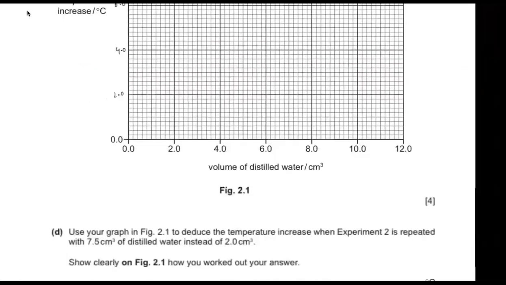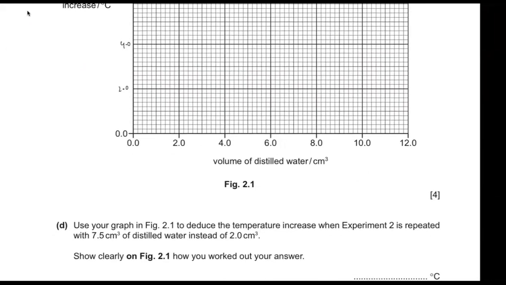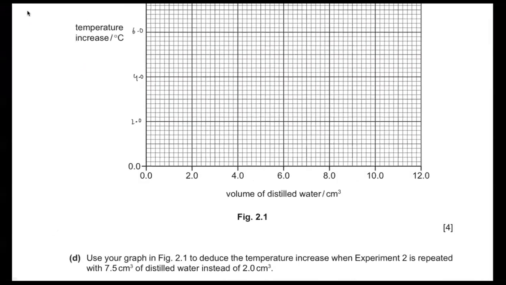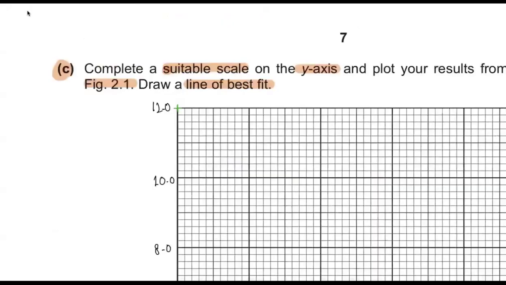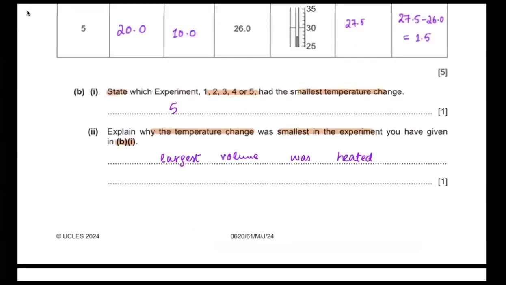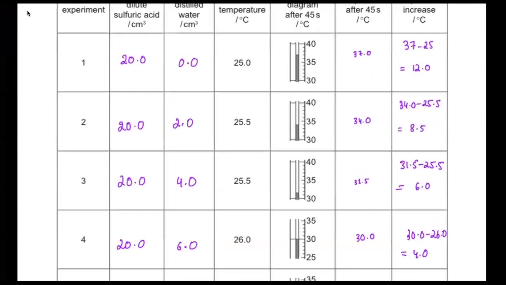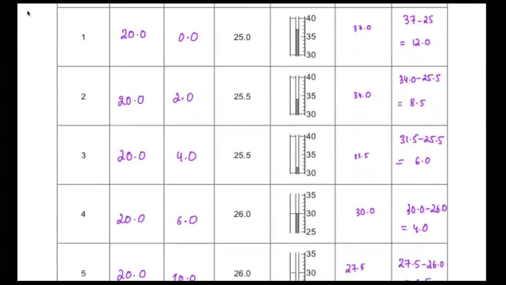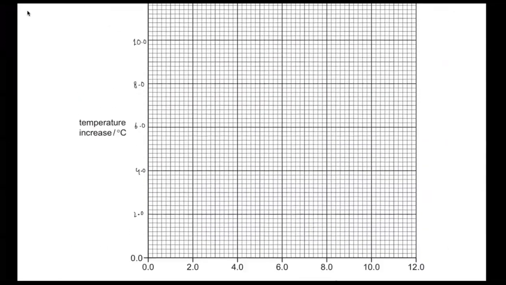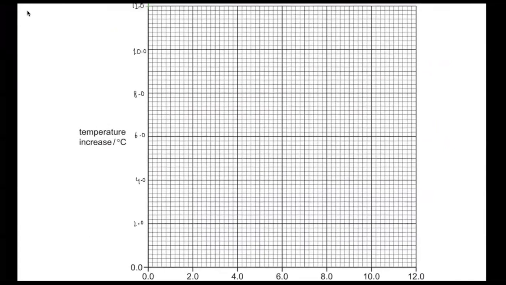Okay, so when there is a zero amount of distilled water, we have just dilute sulfuric acid, then the temperature raises 12, right? When we have added 2 centimeter cube, the temperature raises 8.5. So 8.5 is going to be over here in the middle.